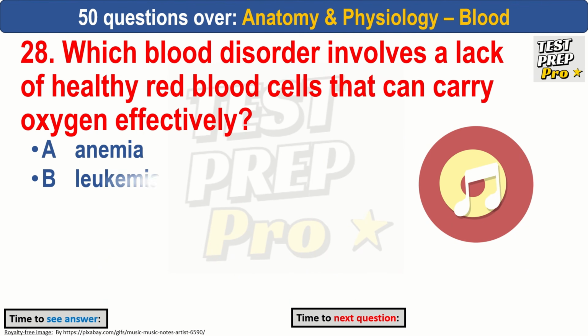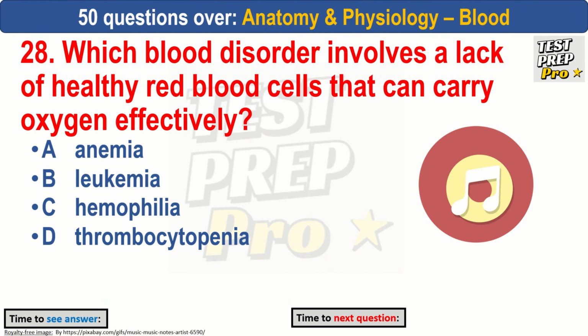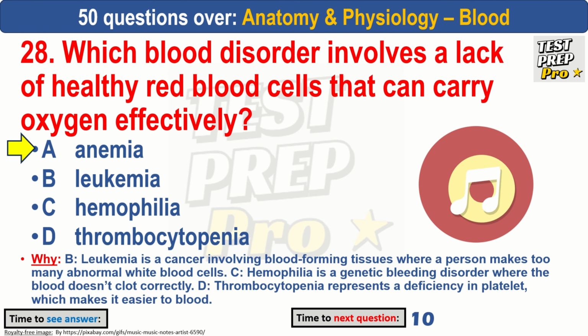Which blood disorder involves a lack of healthy red blood cells that can carry oxygen effectively? Is it A, anemia, B, leukemia, C, hemophilia, or D, thrombocytopenia? So again, this is a lack of red blood cells that can carry oxygen effectively. It's going to be anemia. And there's many types of this, like pernicious anemia, hemolytic anemia, aplastic anemia. There's many, many subtypes.